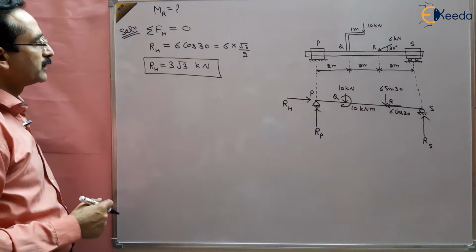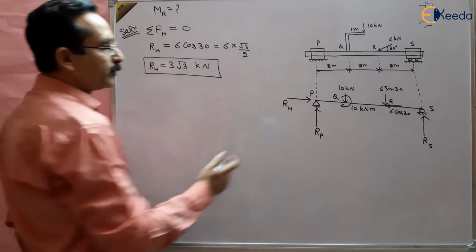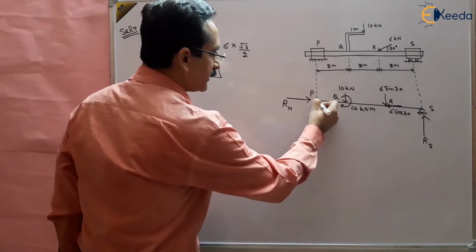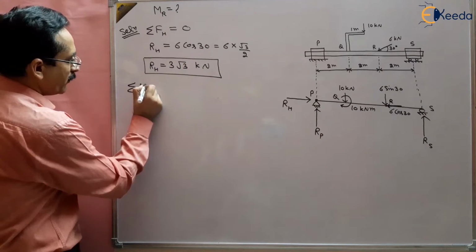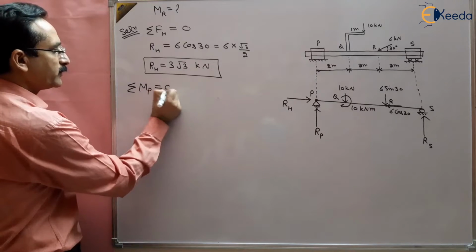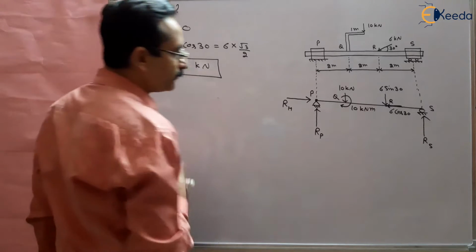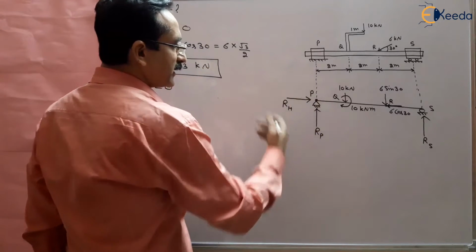So how to find out vertical reactions? We can take moment about any point, say P point. The sum of all the moments about P point should be equal to 0 because the body is in static equilibrium, right?